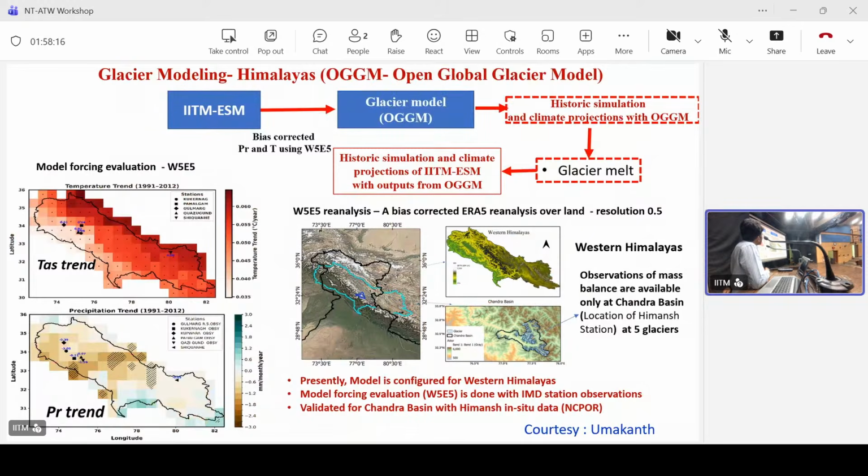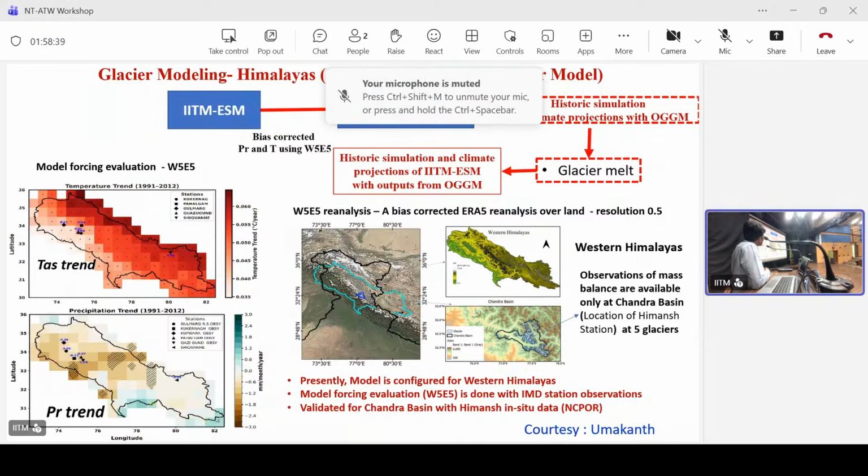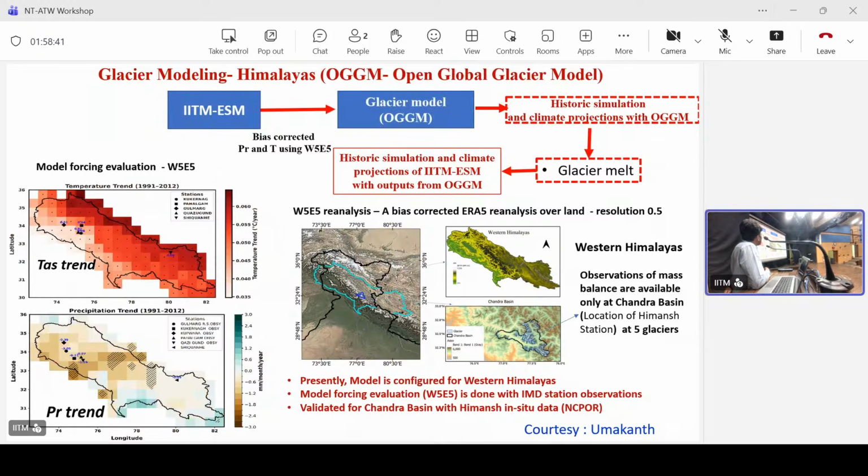And this is forced with the historical simulation and the projections of IITM ESM. So it takes both the temperature and precipitation from the IITM Earth System Model, and it is given to OGGM, and then it calculates the glacier melt. The ablation, accumulation, and the surface mass balance are computed. And then we would like to incorporate that melt into our IITM ESM and rerun the process to understand only the influence of the glacier melt in a warming scenario.